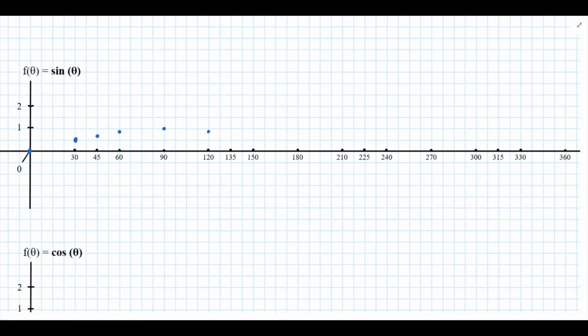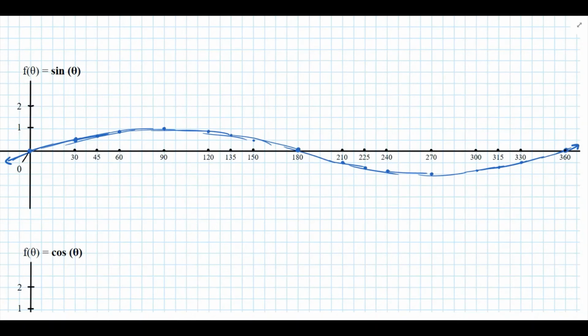If you continue plotting points of the sine function, it would look like this. The full cycle of the wave, or period, completes after 360 degrees, or 2 pi radians. It would then repeat indefinitely to the right and left.